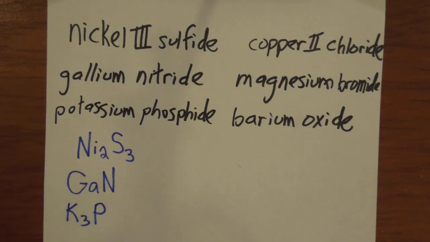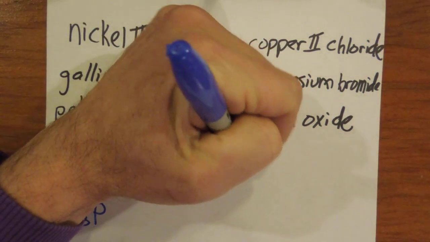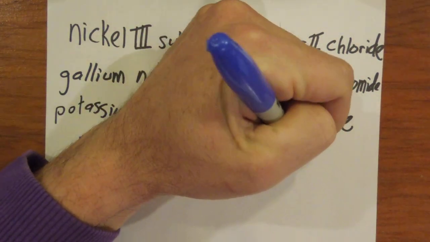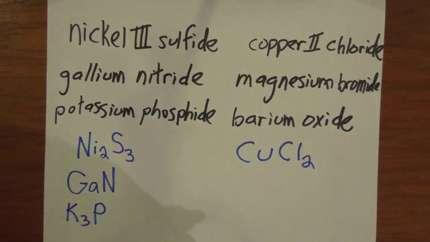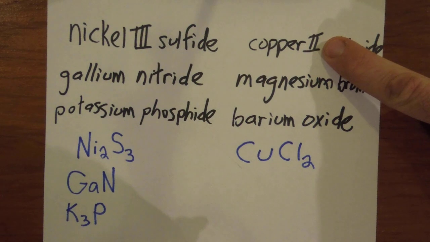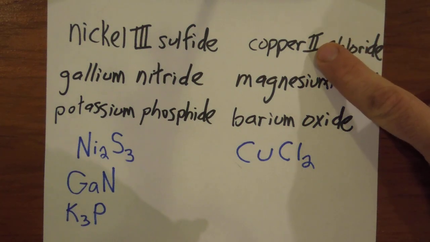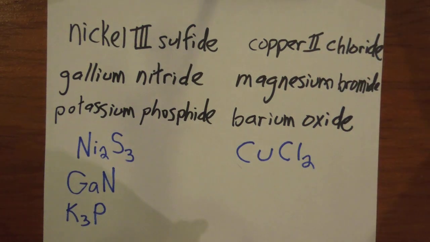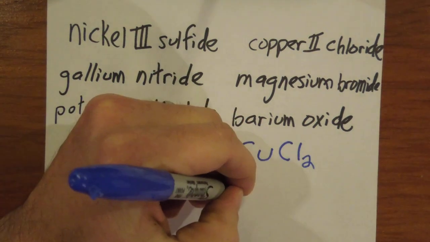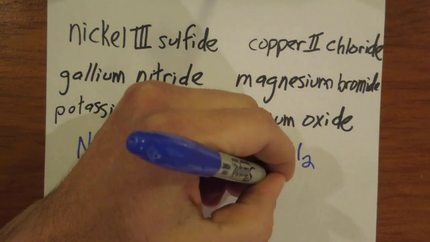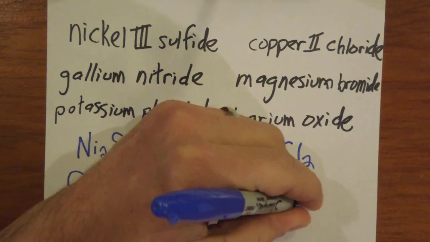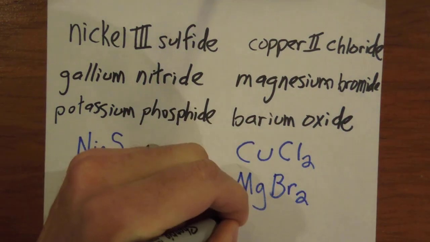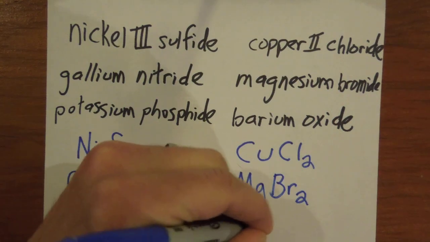Over here we have copper 2 chloride, CuCl2. Again, be very careful with the Roman numerals. The Roman numeral 2 in the name comes immediately after copper, but the subscript of 2 comes immediately after the chlorine. Be very careful. Then there's magnesium bromide, MgBr2, and then our last friend, barium oxide, BaO.